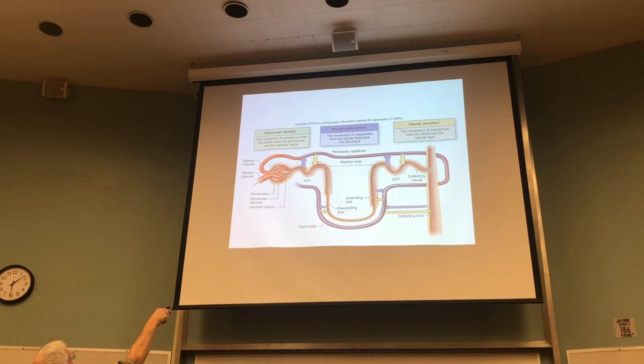The things that are small enough to be filtered will be my little green arrow here. But if it's too big to be filtered, but I want it to be in my urine eventually, I have to use secretion. And larger substances will be secreted into the filtrate. We'll be looking at all of these today and on Monday.